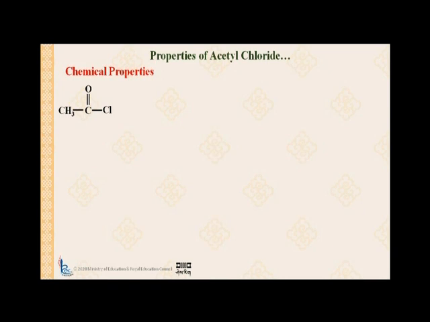Okay, next we have the chemical properties of acetyl chloride, and this is the formula of acetyl chloride, CH3COCl. To understand the chemical properties of acetyl chloride, we need to focus our attention on the bond between the carbon and the chlorine. The carbon that is attached to chlorine in acetyl chloride is known as the acyl carbon. Between carbon and chlorine is a covalent bond, a shared pair of electrons. One electron comes from the chlorine, another from carbon, and they share and form a covalent bond.